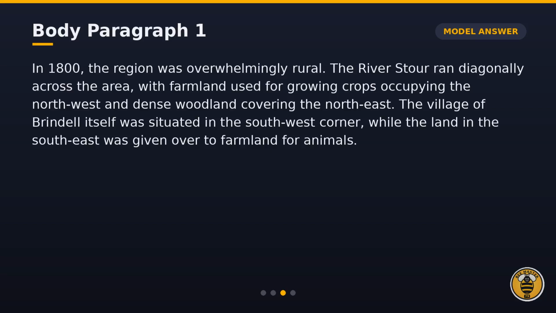Body paragraph 1 describes the starting point. In 1800, the region was overwhelmingly rural. The river Store ran diagonally across the area, with farmland used for growing crops occupying the northwest and dense woodland covering the northeast. The village of Brindell itself was situated in the southwest corner, while the land in the southeast was given over to farmland for animals.